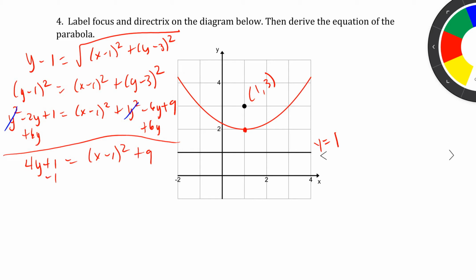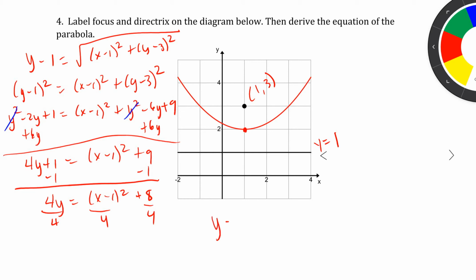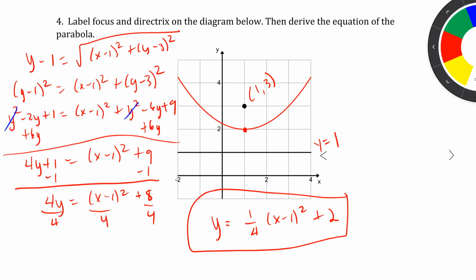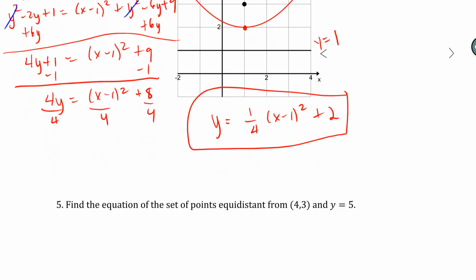If I subtract 1, I get 4y equals (x minus 1) squared plus 8. Divide everything by 4, and I get the final equation, y equals 1/4 (x minus 1) squared plus 2. The vertex is (1, 2), like it should be. So that's one nice thing about leaving these in vertex form. We kind of know what the vertex is right away without having to do much thinking.